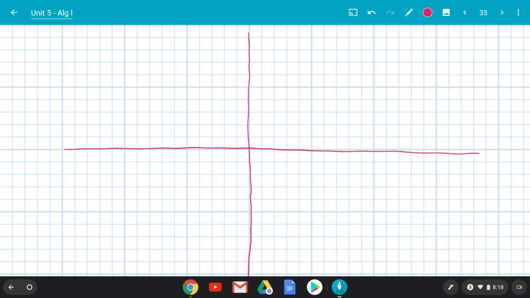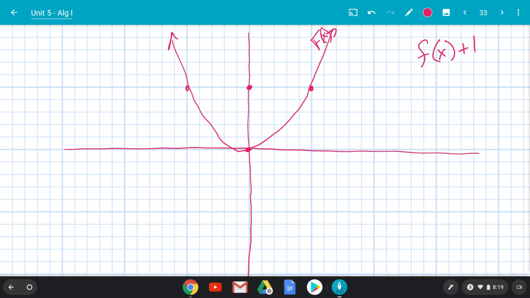Okay, so here's my coordinate plane. And here is a nice, lovely parabola. We'll call that parabola f of x. Okay? If I take that f of x and I add 1 to it, what's going to happen? It's going to shift up 1 unit. So it would just simply move up like that.